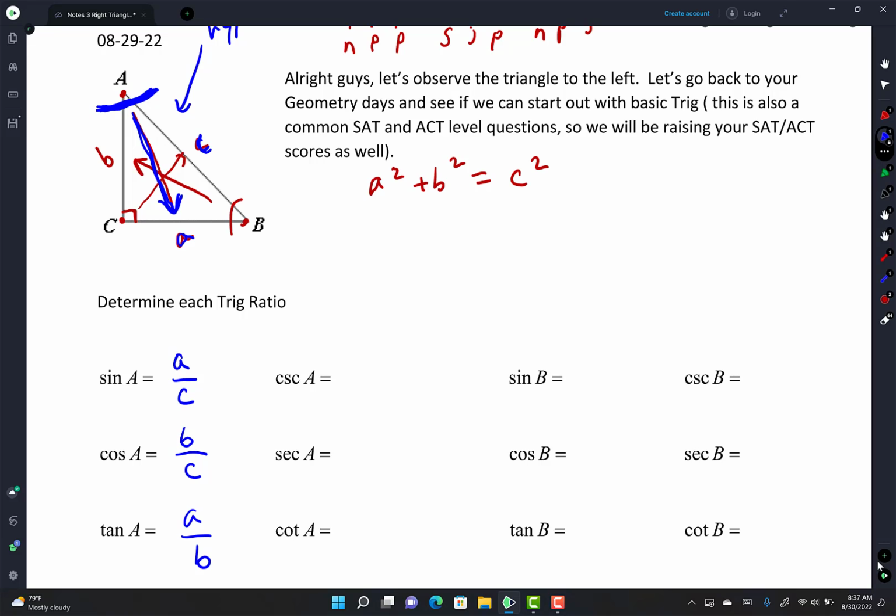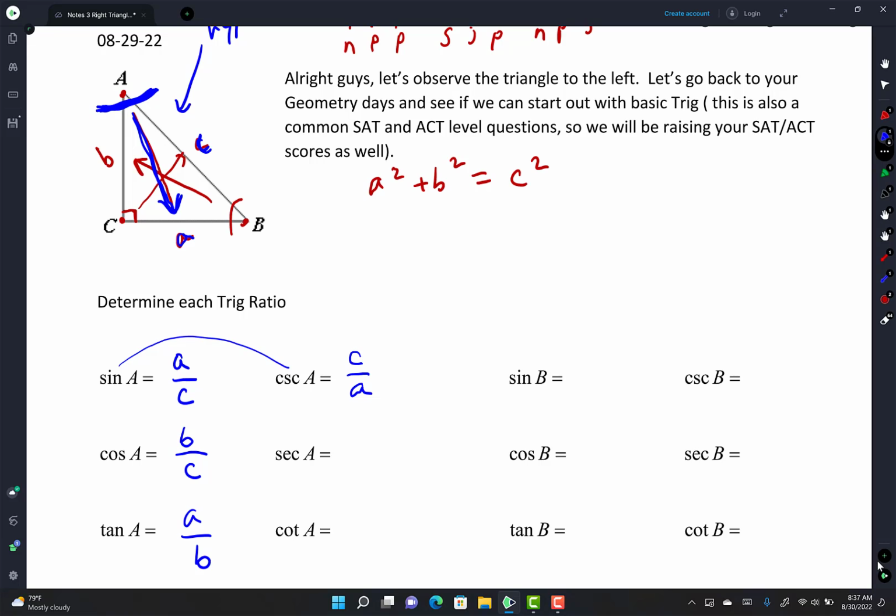Now, these are called the reciprocals: cosecant, secant, and cotangent. Don't worry, you guys are going to say it with me. Cosecant is the reciprocal of sine. So, CSC, how do I pronounce it? Cosecant. Say it with me, guys. Cosecant. Cosecant of A. So it's a reciprocal of sine. So let's just take the reciprocal: c over a.